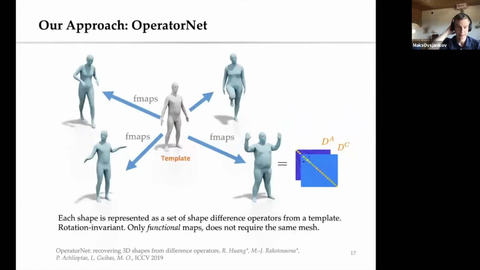So in this ICCV paper from last year, what we propose is basically an approach where you have a template shape and you have a collection of shapes that are all connected by functional maps to this template shape. And once you have that, then you can encode every shape in this collection as a pair of these linear operators. So they're just basically matrices. And then you can basically operate in the shape space by operating on these matrices. And what's nice is that this shape difference representation of the shapes is rotationally invariant, and it only relies on functional maps. So it doesn't require, for example, a fixed connectivity.